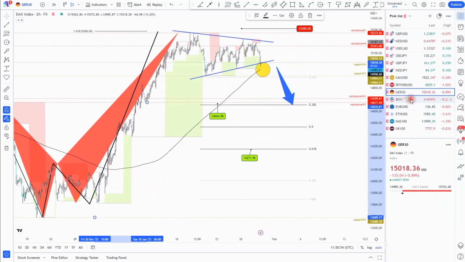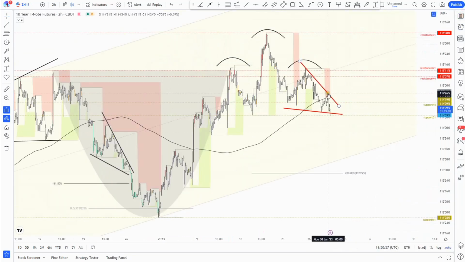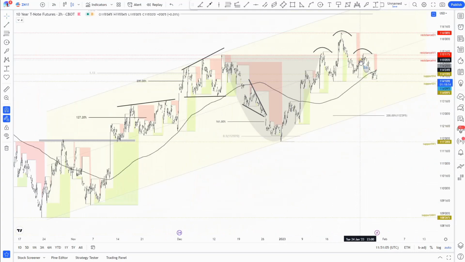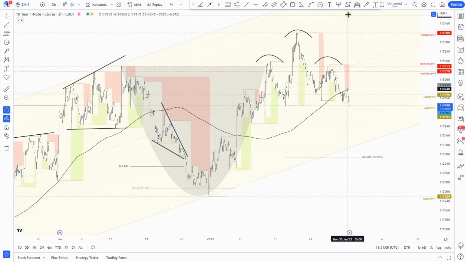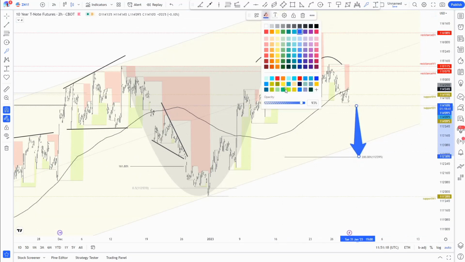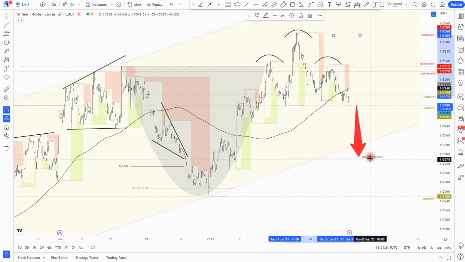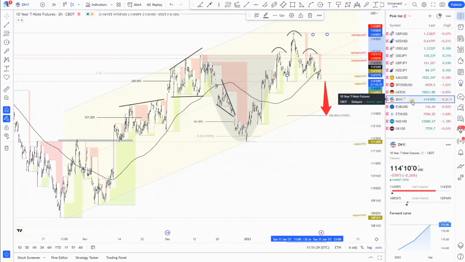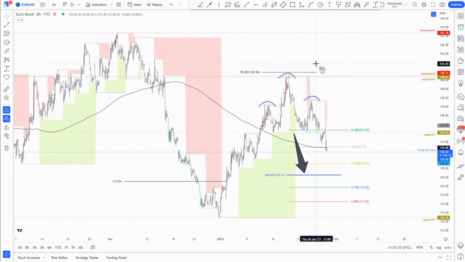Now let's cover the 10 years and the Euro-Bunds, because I shared also on Twitter the possibility to unfold into a head and shoulders pattern formation, not only for the 10 years but also for the Bunds. The 10 years we have support at 114.09, so a move below this, or let's say a clear violation of the support, should trigger a move towards the 200% Fibonacci extension. That Fibonacci is projected at 112.29 for the 10 years, and the Euro-Bund practically the same.